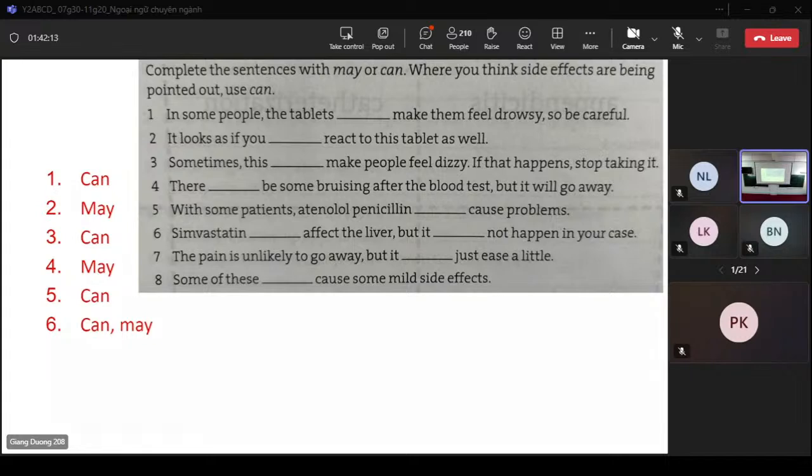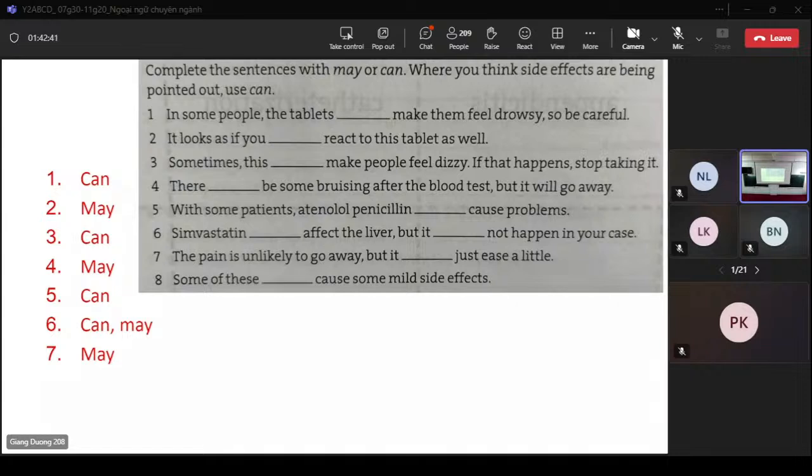The pain isn't likely to go away. The. This means that we are identifying some specific pain in our patient. So can or may? The pain. Có the là có xác định rồi, mà xác định rồi là nói chung hay là nói cụ thể? Cụ thể thì là may or can.